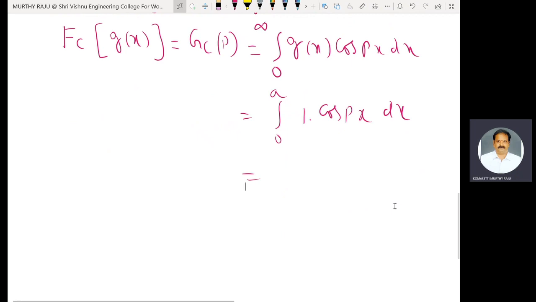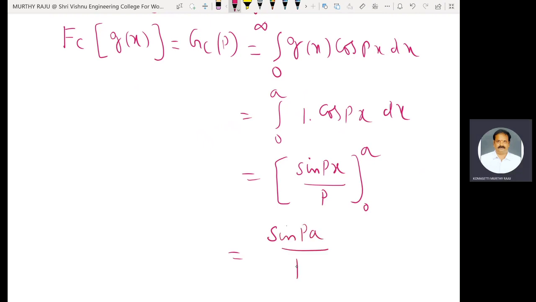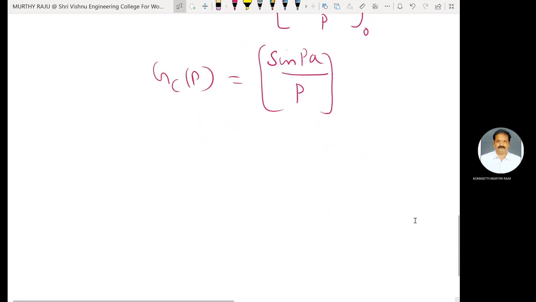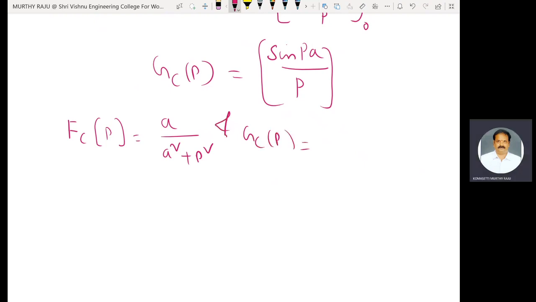Integral of cos px is equal to sin px by p, integral limits are 0 to a. Here x is replaced with upper limit a, lower limit is 0. That means sin pa by p for the upper limit, but sin 0 is 0, 0 by p is 0. This is the answer, g c of p. We know that the Fourier cosine transform of function f of x, f c of p is equal to a by a square plus p square, and g c of p is equal to sin pa by p.